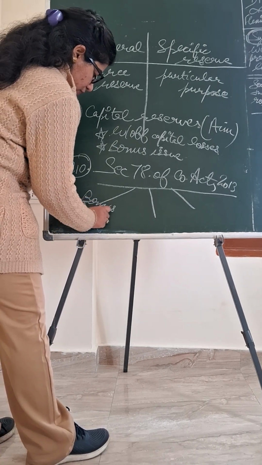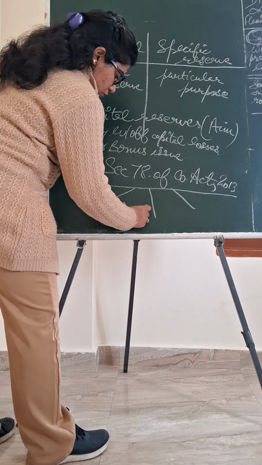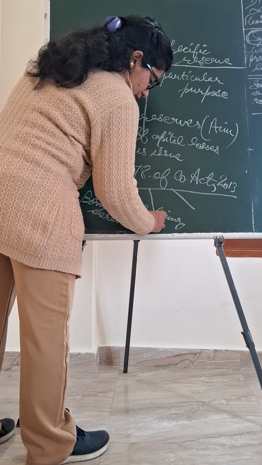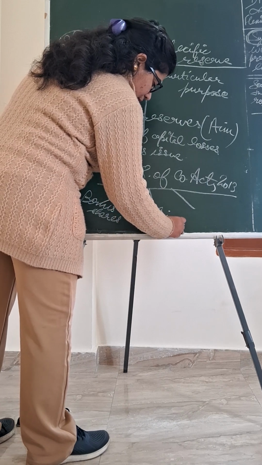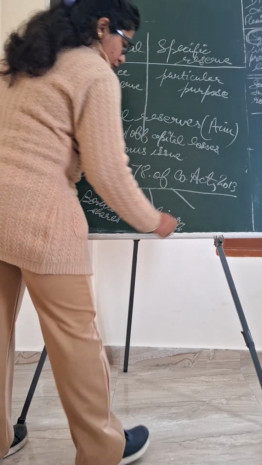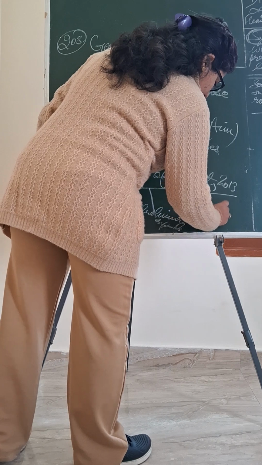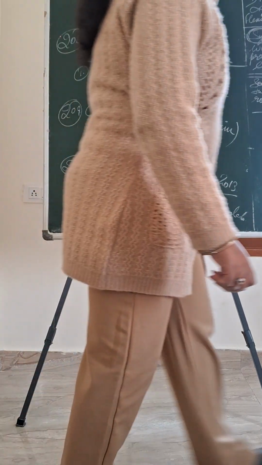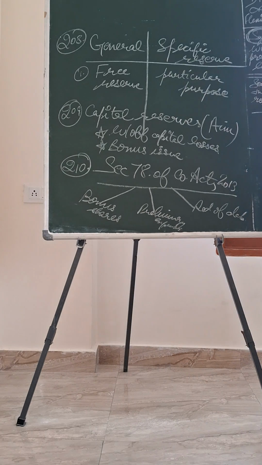Bonus shares, then next we have preliminary expenses, and next we have redemption of debentures. These are the three purposes of section 78 of the Companies Act 2013.